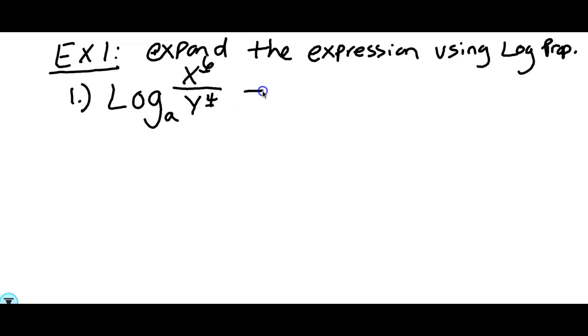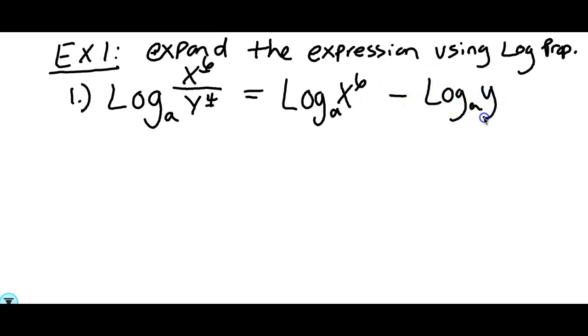So the first thing I'm going to do is I'm going to write this as 2 separate logs. One where the x to the 6th, and the other one has a y to the 4th, and there's a minus between them, right? That's the rule. Working backwards. And now we can see, I'll label that as rule 2.